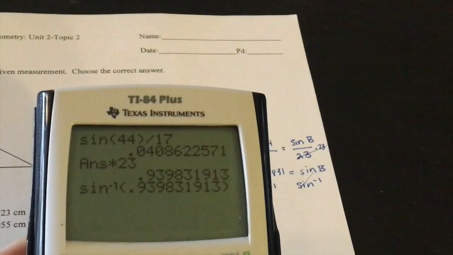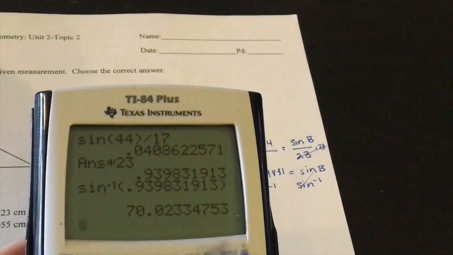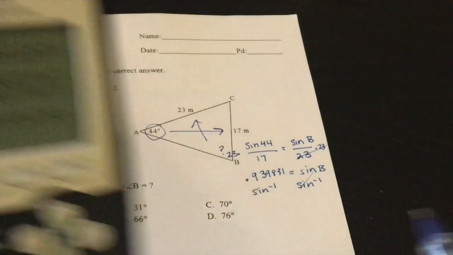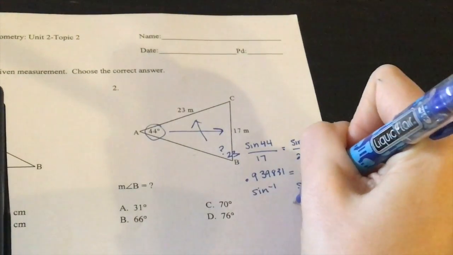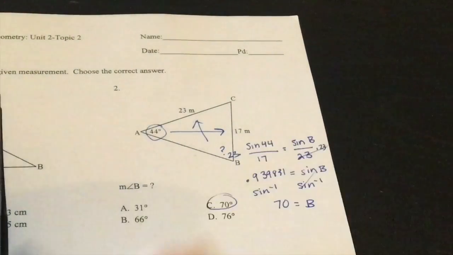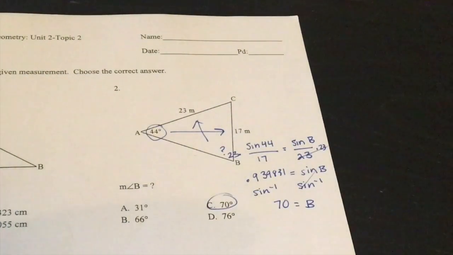0.9831913 is, I think it's pretty much exactly 70 degrees. So angle B is 70. Yep, answer C. So it's going to round out to 70 degrees.